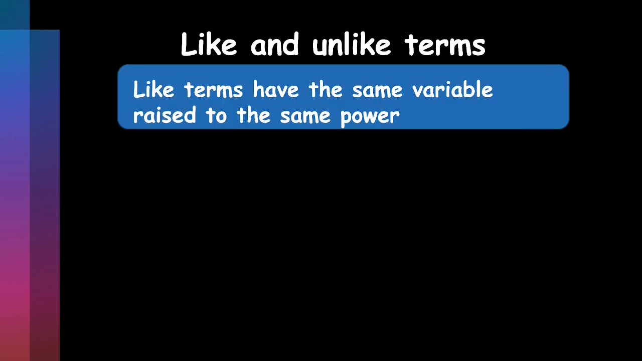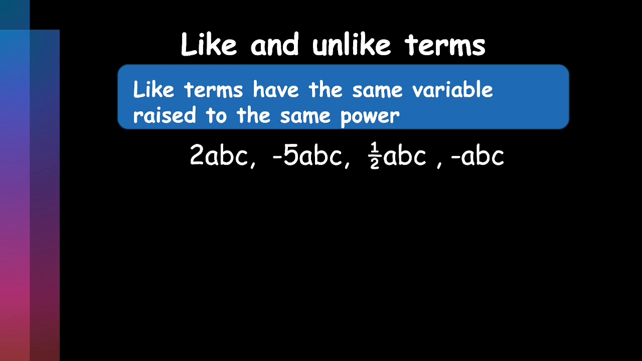Like and unlike terms. Like terms have the same variables raised to the same power. Let's discuss what are those like terms. 2abc, negative 5abc, half abc, negative abc. The numerical coefficient, whatever it may be, but the literal factors must be exactly the same. Here all are abc, all those literal parts or the variable parts are the same. That means those are like terms.